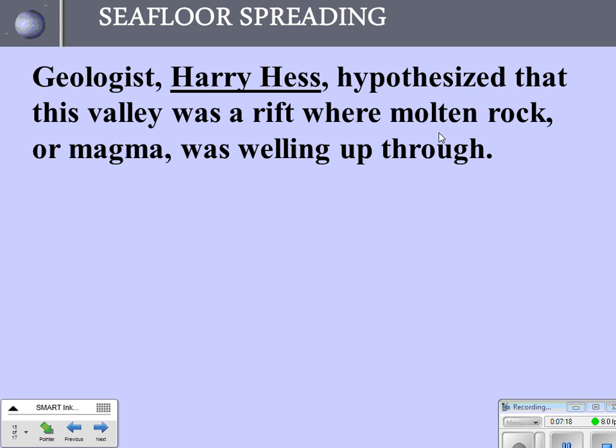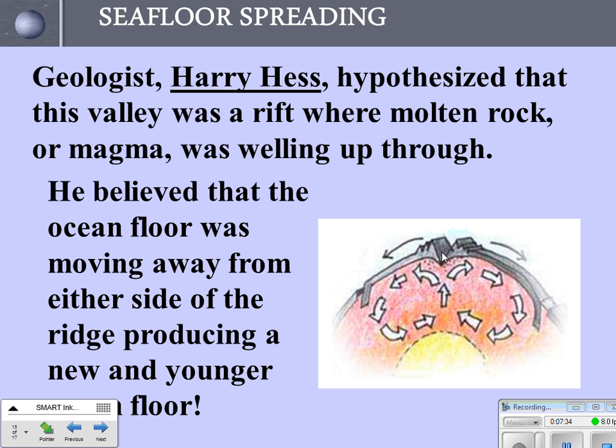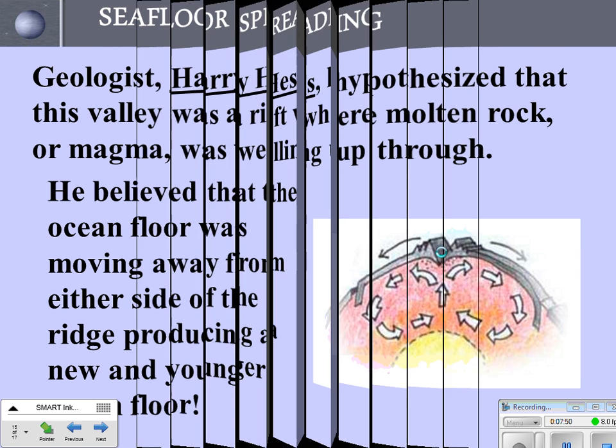Geologist Harry Hess hypothesized that this valley was a rift where molten rock or magma was welling up. Remember how we talked about the convection that happens? There'd be that mid-ocean ridge where the plates are separating. He believed that the ocean floor was moving away from either side of the ridge, producing a new and younger ocean floor. So as the two plates separated, the magma's coming up, it's solidifying into new ocean floor, which is going to make it young.